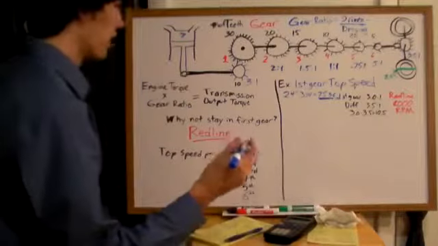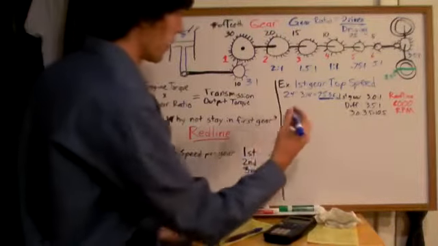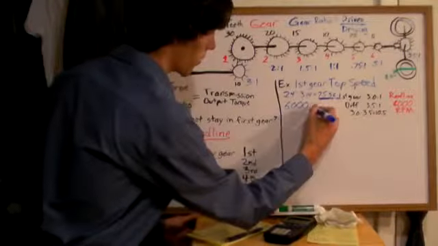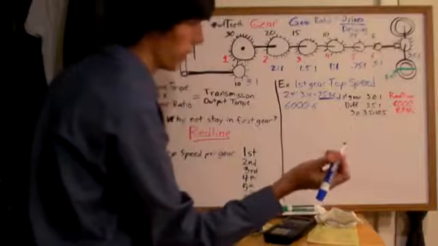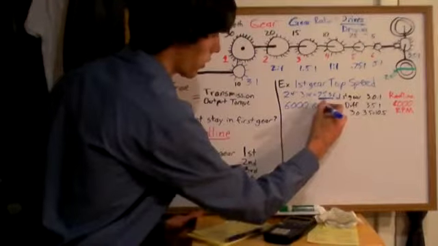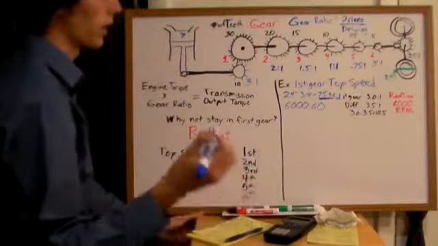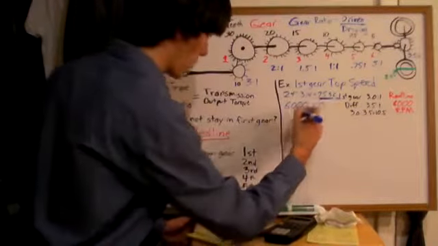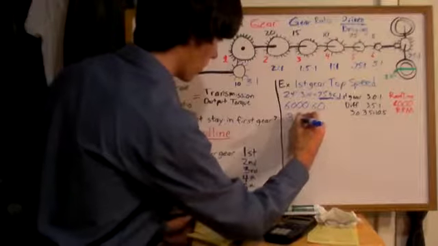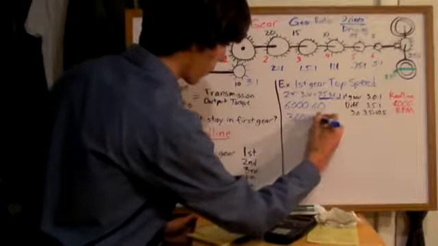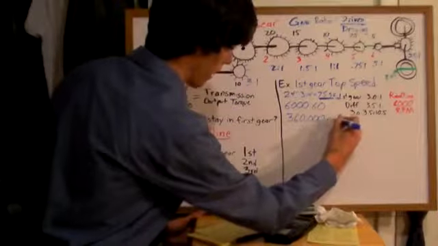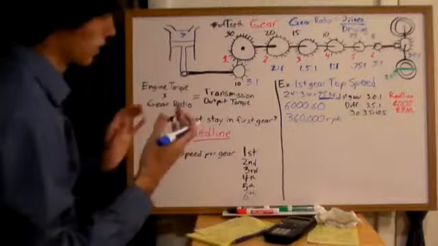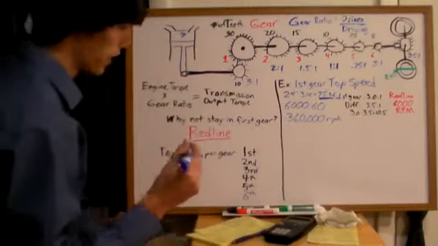Alright, so now we want to calculate the engine speed and how this plays in. So we've got 6,000 RPMs. Now we're going to multiply that. Revolutions per minute is what RPMs stand for. So we're going to multiply that by 60. That way we can get revolutions per hour. So we will now have 360,000 revolutions per hour.